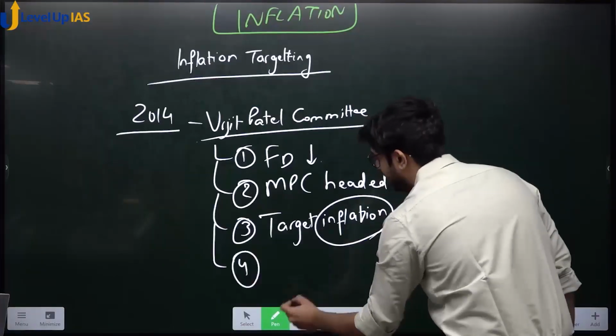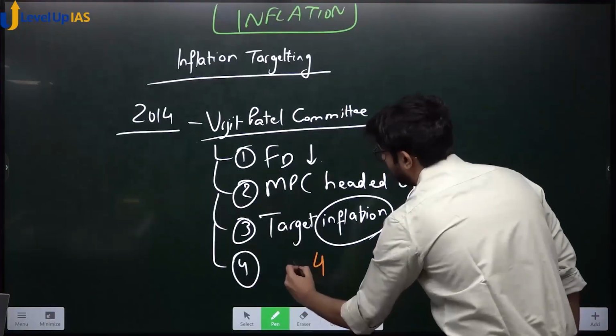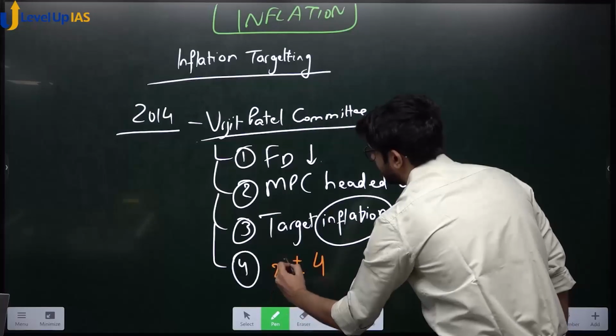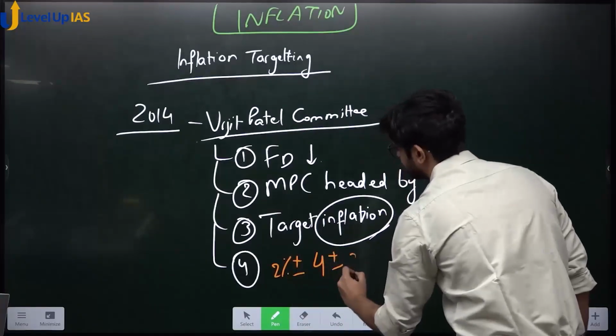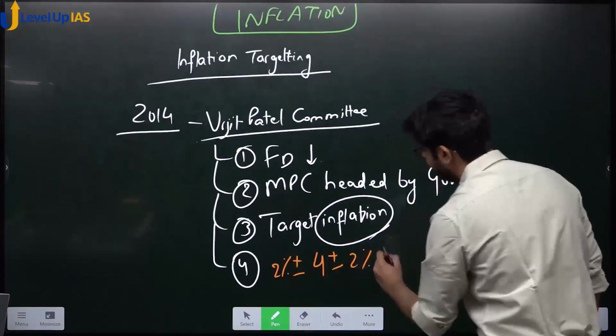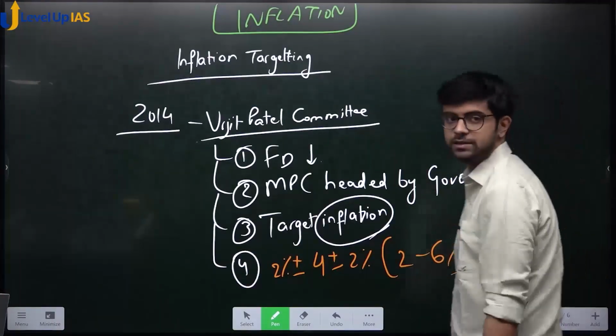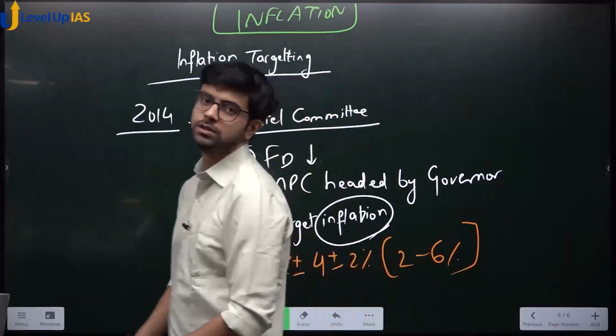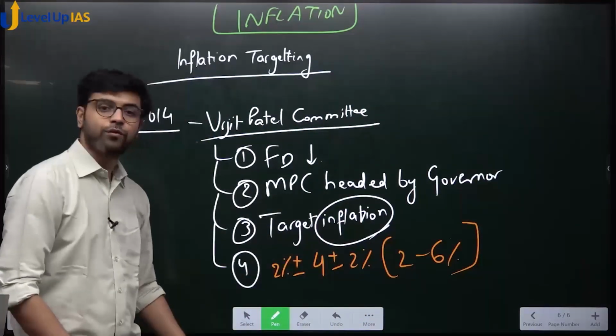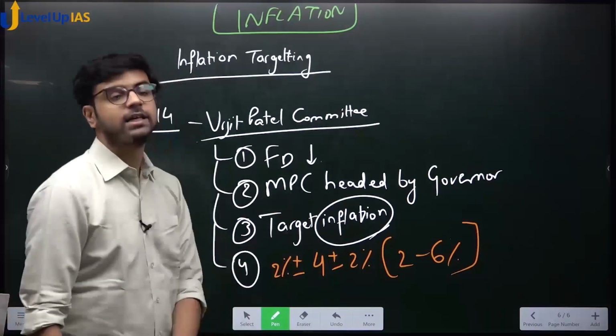And fourth point: whatever inflation you are targeting, whatever flavor of inflation you are targeting, very important, that should be kept at 4 plus minus 2%. Basically a range of 2 to 6%. Yes or no? 4 plus minus 2%. 4 plus 2, 4 minus 2. This is the rate which was set.